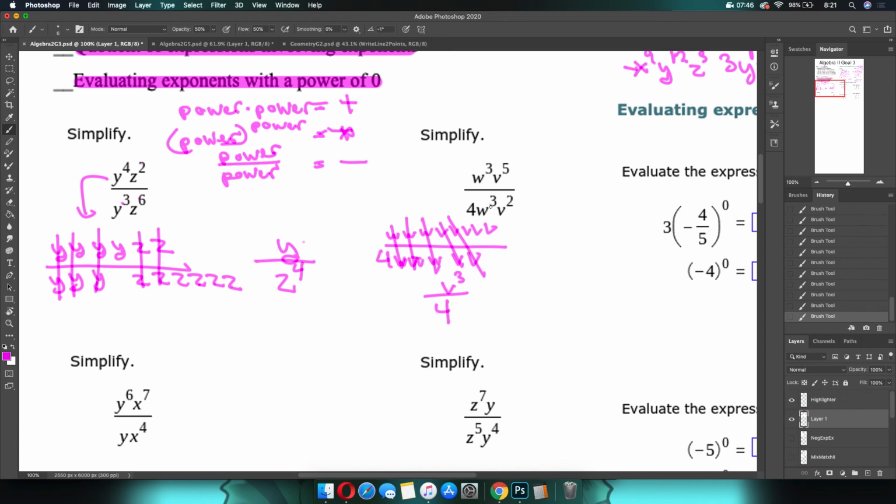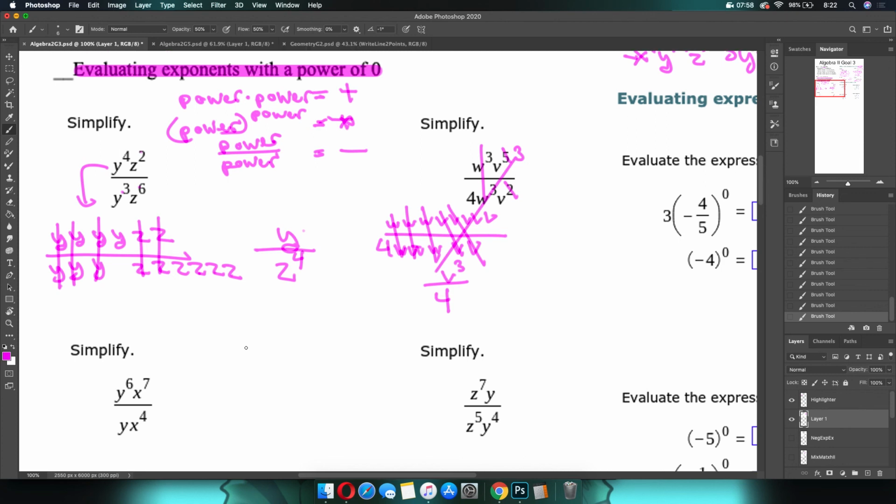And let's look over here to see if that makes sense. 3 minus 3 is 0. It completely disappears. 5 minus 2 becomes a 3. So you're left with the v cubed, and you have the 4 underneath because that's literally all that's left.